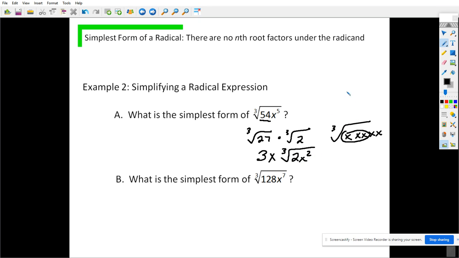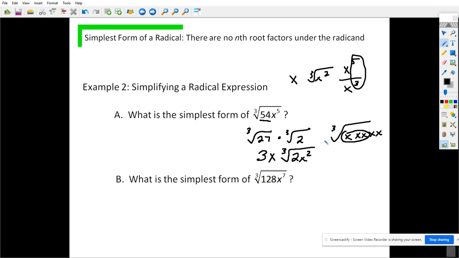You can also take the number of x's and divide it by the index. So I've got 5 as the exponent, or 5 x's. I can divide that by 3, the index. So this would equal, again, that goes in one time, x, and I'd be left with 2 x's left over when I subtract them. That remainder is what gets thrown back underneath. So this is considered completely simplified.